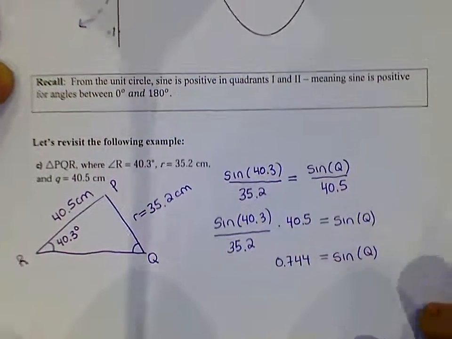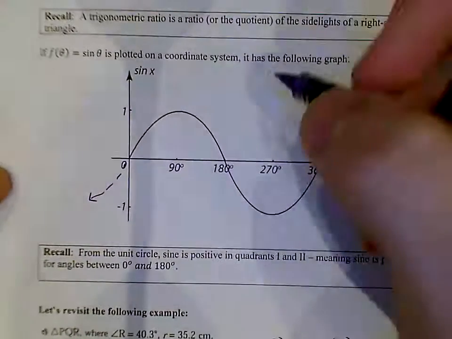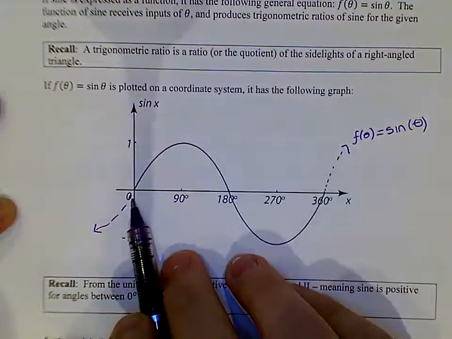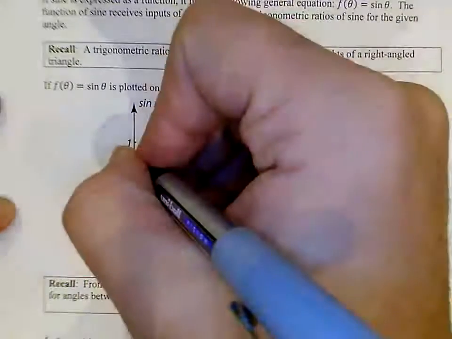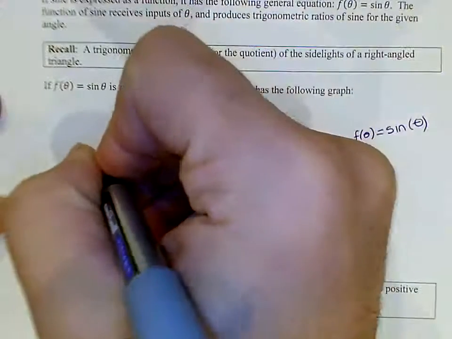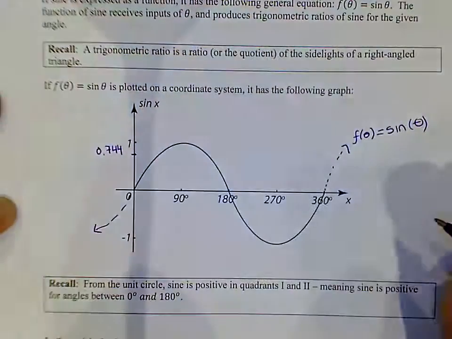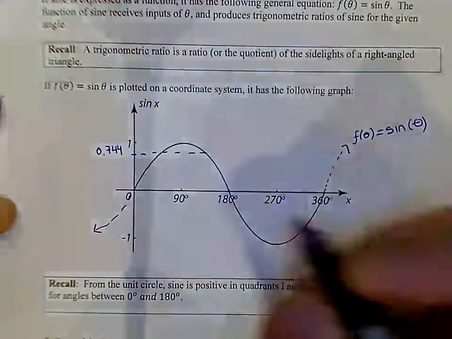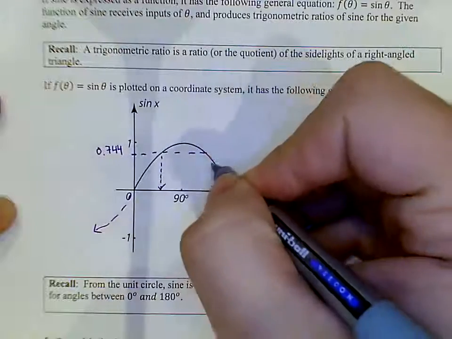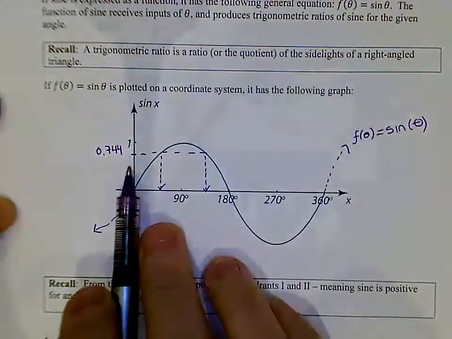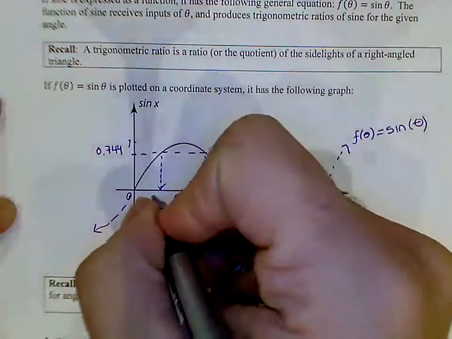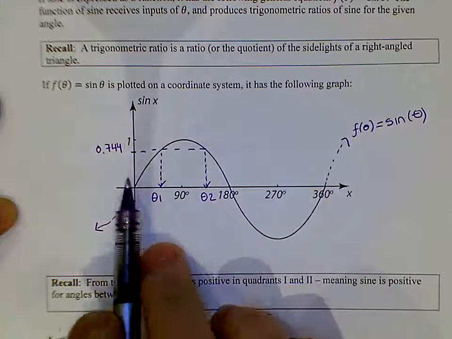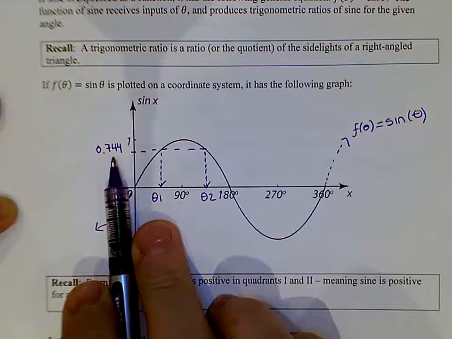So this is the point at which you want to look at your graph of sine. Our trigonometric ratio is 0.744. So if this is 0 and this is 1, it looks like 0.744 is somewhere over here, right? You want to go across and think about how many potential angles you are going to have. It looks like there are two potential angles. We can call them theta 1 and theta 2, that when you evaluate them for sine, produce a ratio of 0.744.